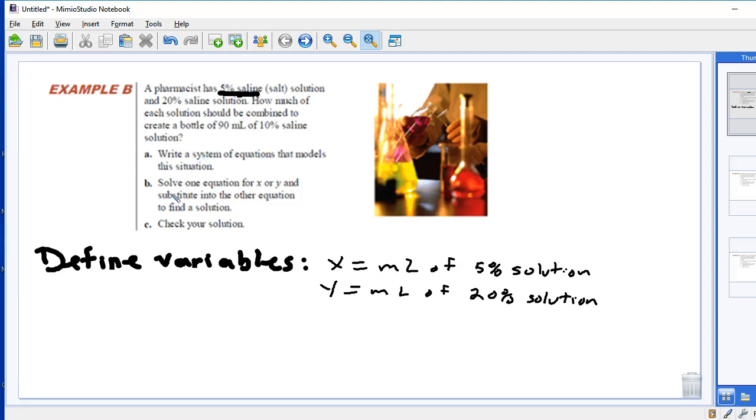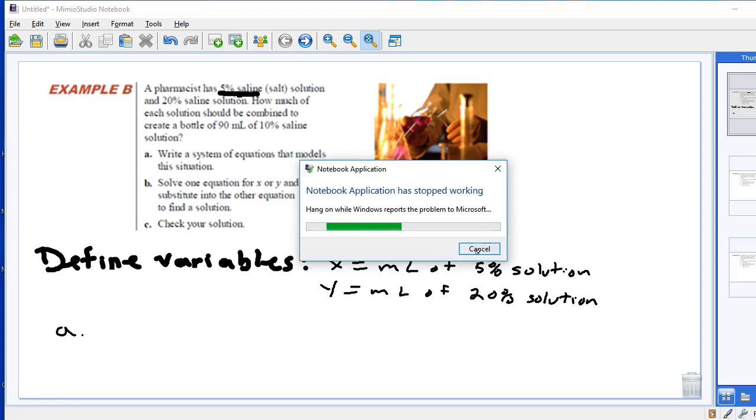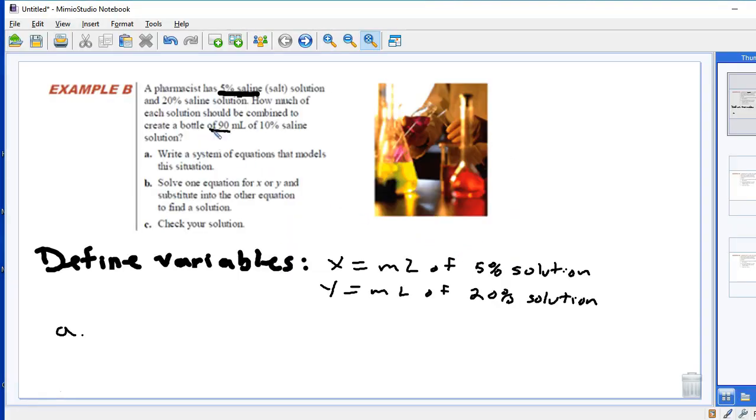All right, so it says write a system of equations that models this situation. So we're going to do that for part A. We're going to get two equations. This first one is almost so obvious, sometimes it's really hard to figure out. And I know a lot of people struggle with writing this first equation. So I have 90 milliliters total, and the only way to get 90 milliliters is if I add X plus Y, because these are the only two spots I'm getting the milliliters from. So this is going to be X plus Y equals the 90 milliliters of solution that I need. Okay, so there's our first one.